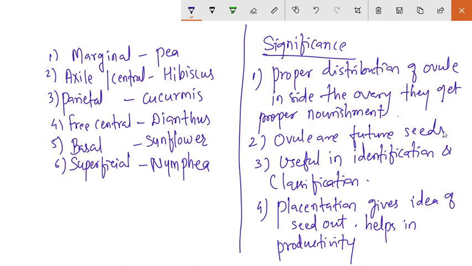So they are the future seeds. If they get the proper nourishment, then they develop the proper seeds. Okay, then they are useful in identification and classification, and it gives the proper seed output if you know the classification. So I hope you got the point.